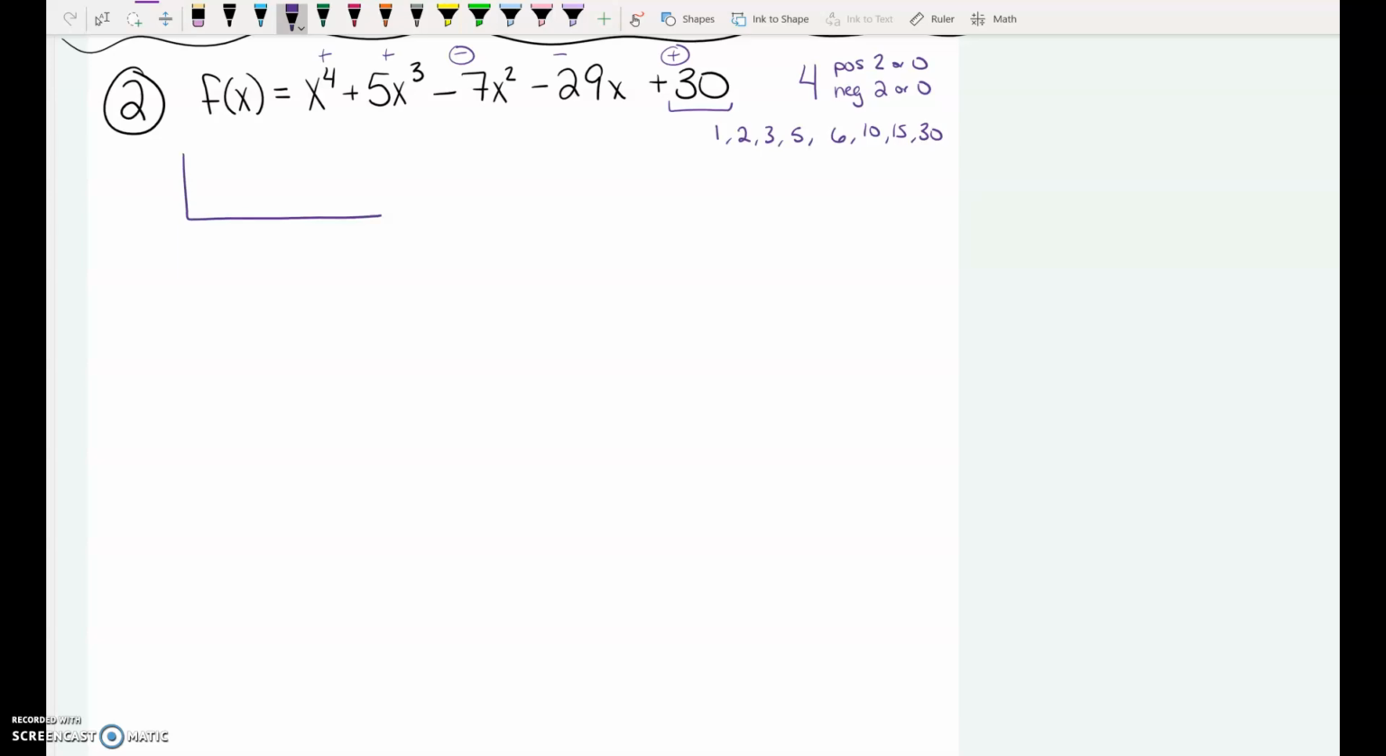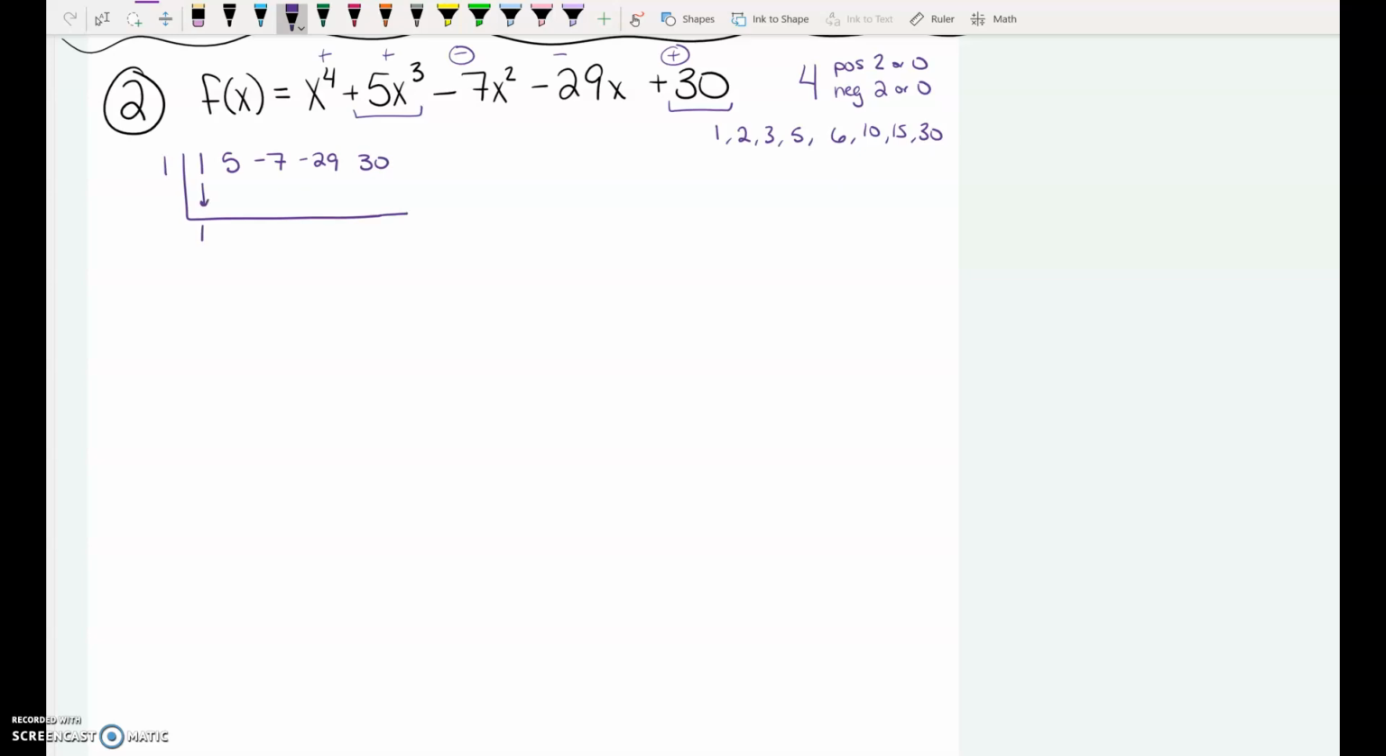Again, check to make sure you're not missing a term. On your assignment, on one of the problems, you'll be missing your x cubed term, so you'll need to put a 0 for the x cubed term. In our case, we are not missing any terms, so 1, 5, -7, -29, and 30. This one has bigger numbers, which is a little concerning, but I think we can handle it.